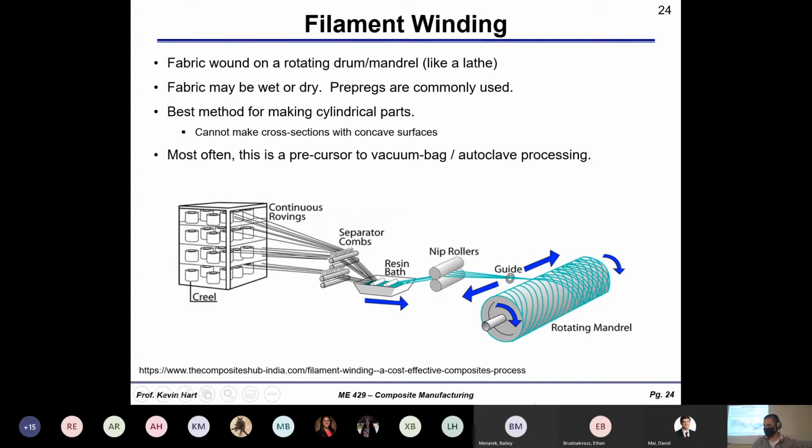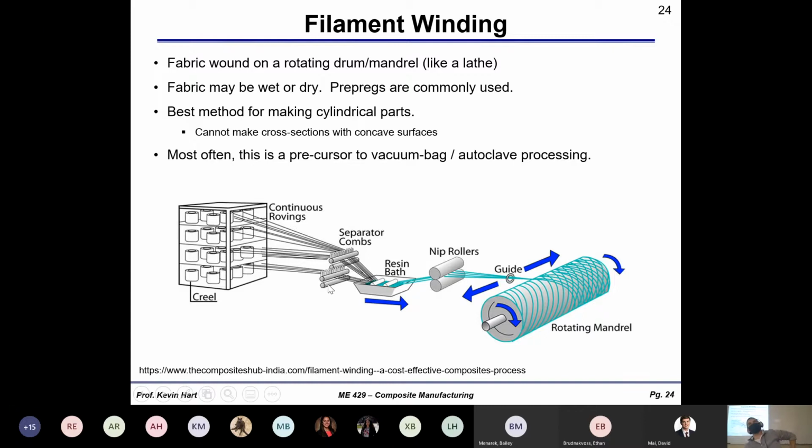Cylindrical pressure vessels are very commonly made using this apparatus. Rocket casings, missile casings, baseball bats, etc., would be made using this particular methodology. Some hockey sticks are made this way. Lacrosse sticks are made this way, a lot of them. So there you go for filament winding.